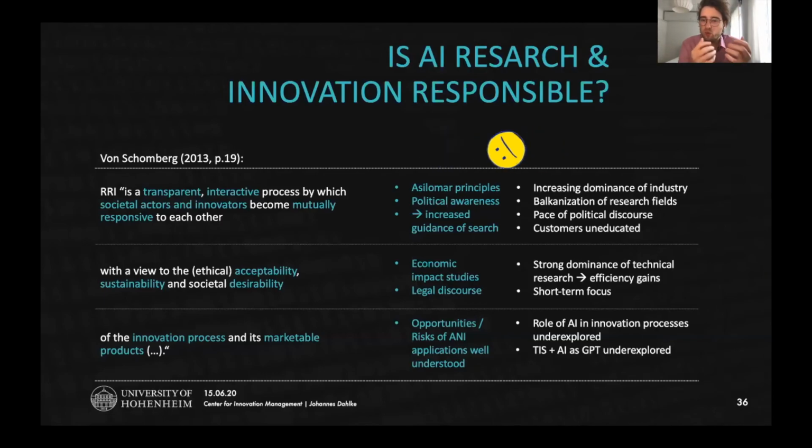For example, the increasing dominance of industry, also leading to a balkanization of research fields. So research fields actually separating from each other and not interacting more. In the beginning of AI, this was a very heterogeneous field, including sociology, psychology, neurology. All these different kinds of research fields were coming together to create AI. Nowadays, we see an opposing trend of the different research fields keeping to themselves, right? So therefore interacting less.